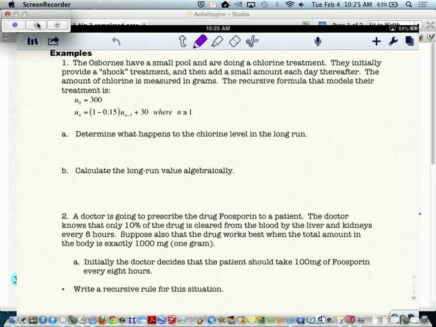And then we can do the 1 minus 0.15. So you'll notice this is a p-value, what I would call the percent change in the problem. Or in this case, you could also think of it as r equals 0.85. They'll be adding 30 grams every day. So to determine what happens to the chlorine level in the long run, let's look at a calculator.